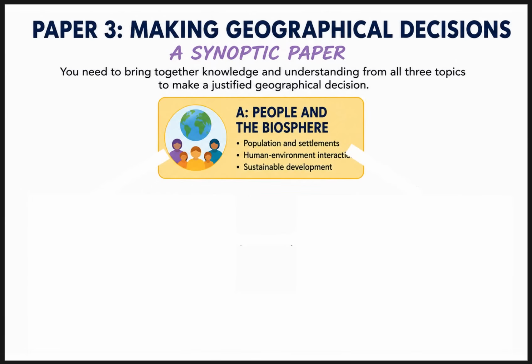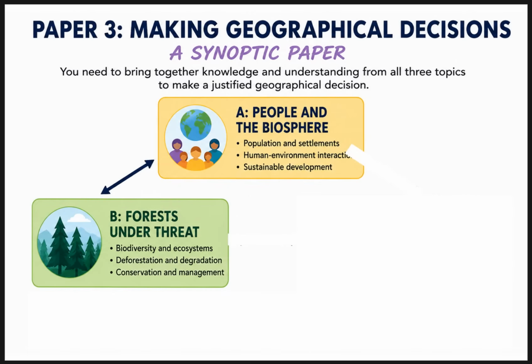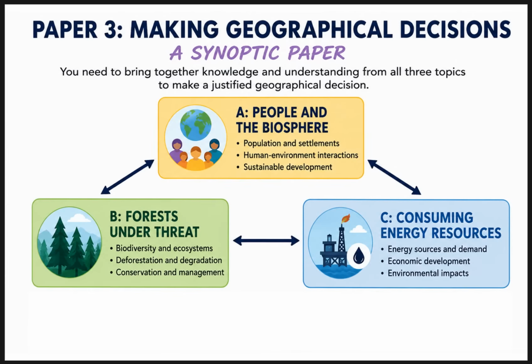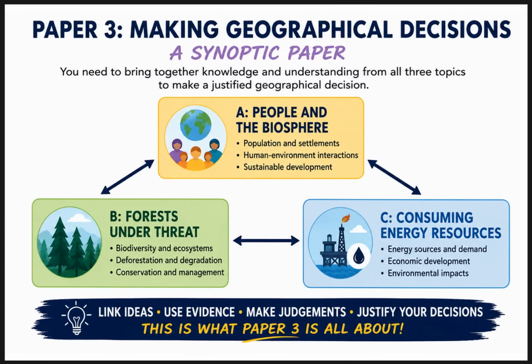Paper 3 is different from papers 1 and 2. This is what we call a synoptic paper. Instead of studying topics separately, you'll need to make links between them. In this exam, you'll use knowledge from people in the biosphere, forests under threat, and consuming energy resources. Throughout the paper, you're required to think like a geographer, analyse evidence, make connections, and reach justified decisions, both in 4 and 8 mark questions.